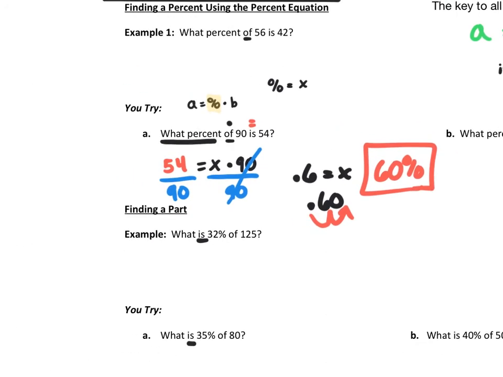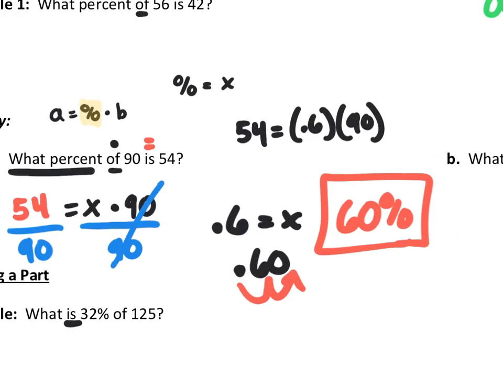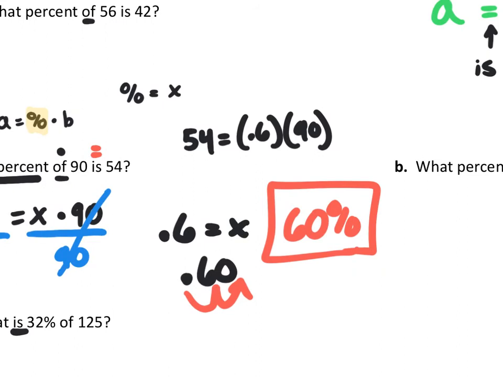And it's often helpful to go back and write out the full equation and see if it makes sense. It's saying that 54 is 60% of 90, right? And that makes sense mathematically because 60% of 90 is going to be a smaller number, and 54 is that number.